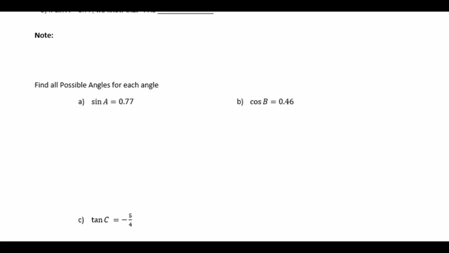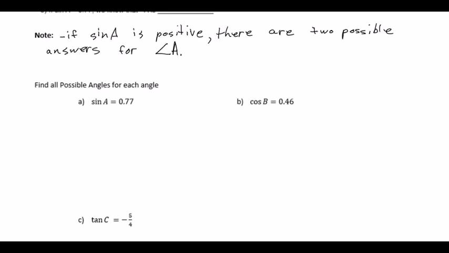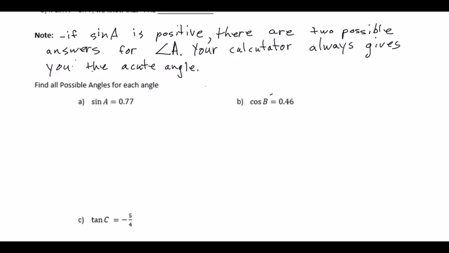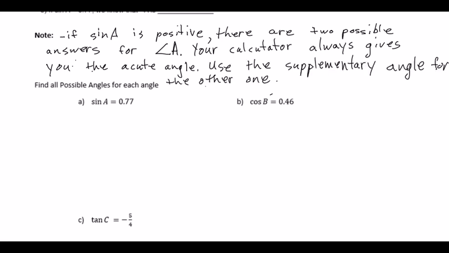I want you to write down the following note so that we don't have any questions. So if sine is positive, there are two possible answers for sine of A. Your calculator always gives you the acute angle. And to get the other angle, we use the supplementary angle to find it. For the second angle, all you do is take 180 minus the angle to find the second angle for sine.